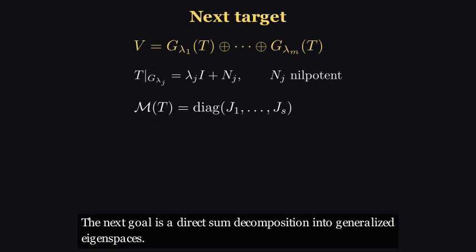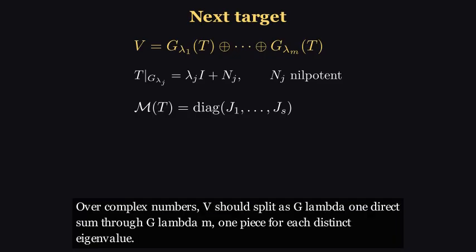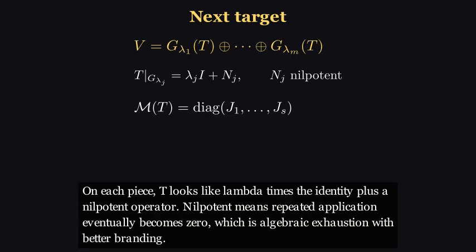The next goal is a direct sum decomposition into generalized eigenspaces over complex numbers. V should split as G lambda 1 direct sum through G lambda m. One piece for each distinct eigenvalue. On each piece, T looks like lambda times the identity plus a nilpotent operator. Nilpotent means repeated application eventually becomes zero, which is algebraic exhaustion with better branding.